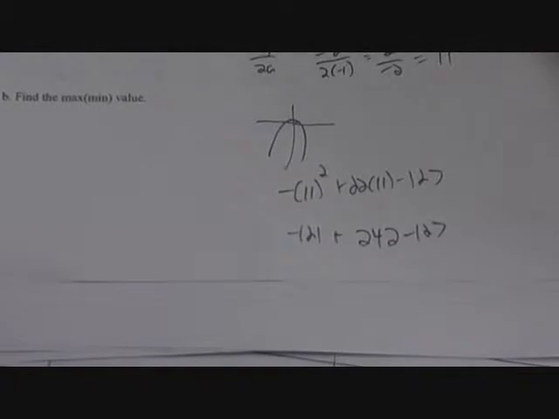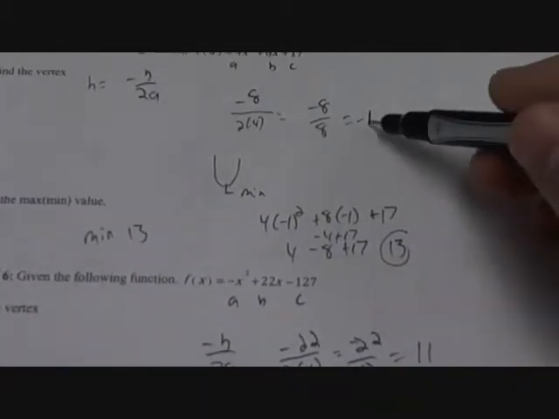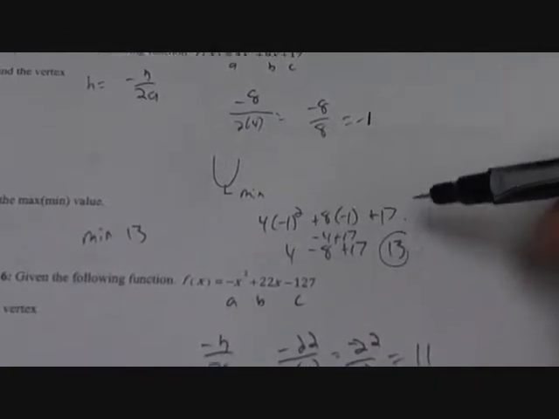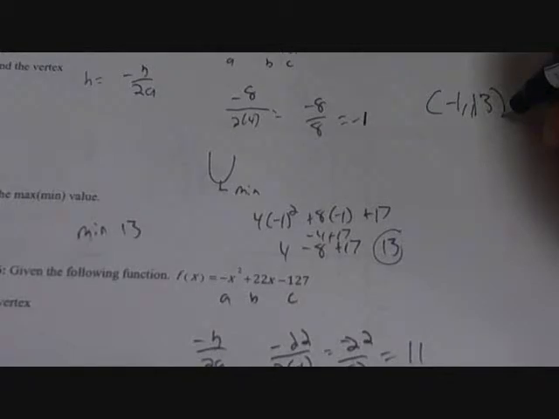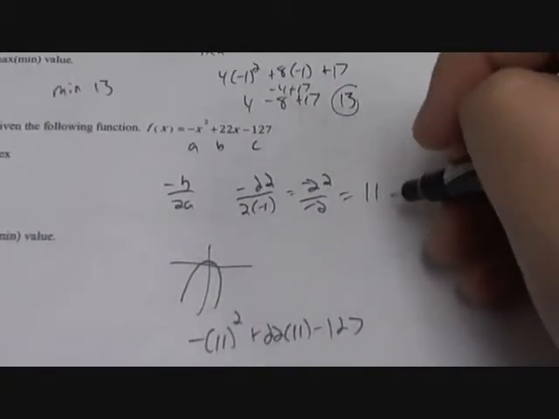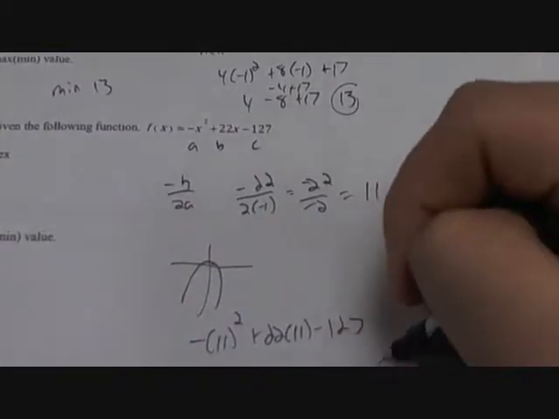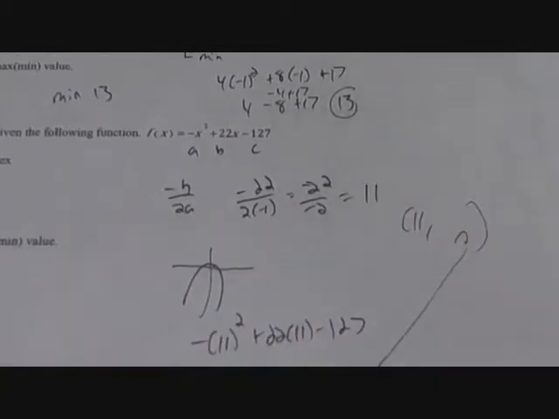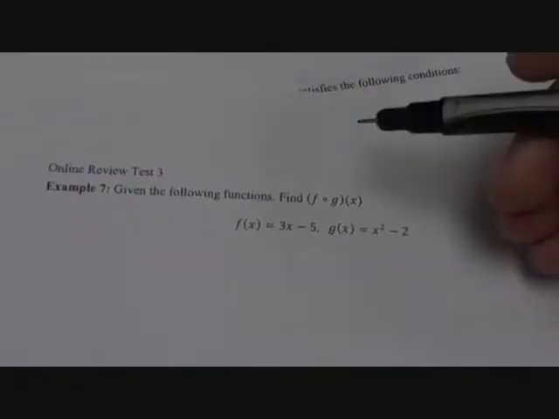I just forgot to say for number 5, this is our vertex. This is our x point, and this is going to be our y point. So our vertex is negative 1, comma 13. And for this one, our vertex is 11, comma whatever that is. And that's pretty much it.